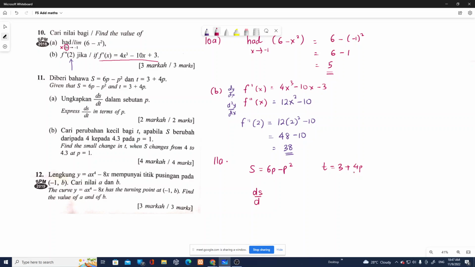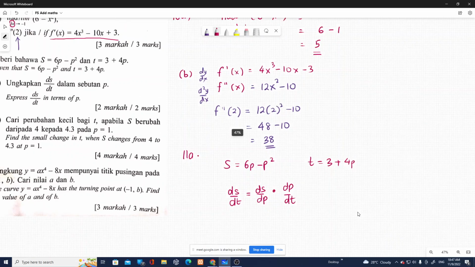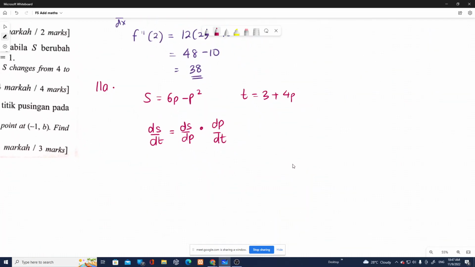Ds per dt. Okey, kita boleh buat petua rantai ya, iaitu ds per dt bersamaan dengan ds per dp darab dp per dt. Faham petua rantai? Faham. Okey, ini petua rantai lah. Okey, so kita kena cari ds per dp dulu.